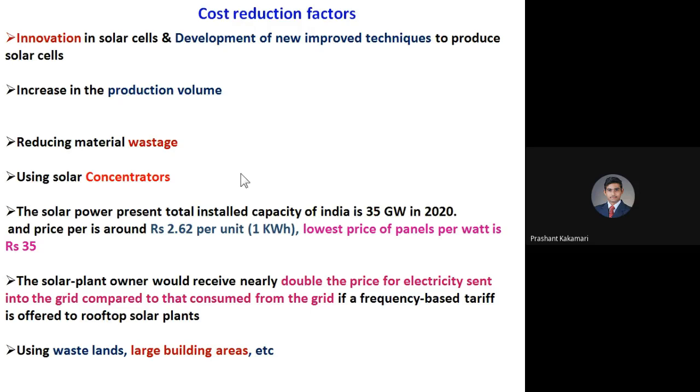And the lowest price of the panels per watt. So the wattage of the power of these panels or modules, per watt, the lowest price up to today is around only 35 rupees. So as per the wattage required for any house, building or industry, we can calculate the required amount and required power. We can go by purchasing the PV cells locally. So per watt, the price is up to only 35 rupees, and per unit price is 2.62.